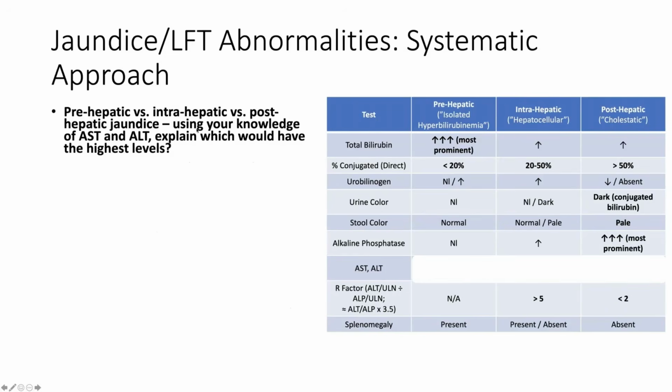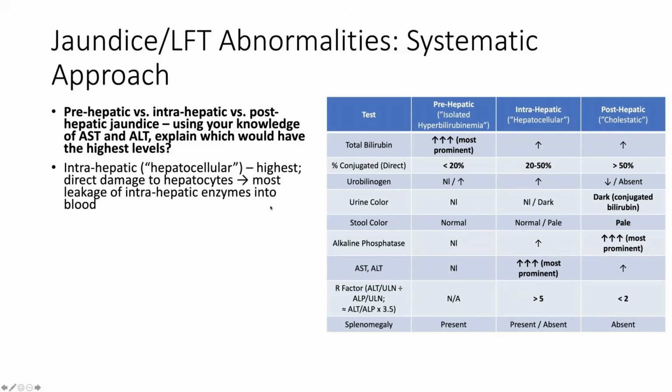All right, so Joni, using your knowledge of AST and ALT, which would have the highest levels? AST and ALT are indicative of intrahepatic. Yeah, so the highest in intrahepatic. Great. And why? AST and ALT are indicators of hepatocellular damage. They're enzymes that are found within hepatocytes. If you have damage to the hepatocytes, they'll be high. Great. Exactly.